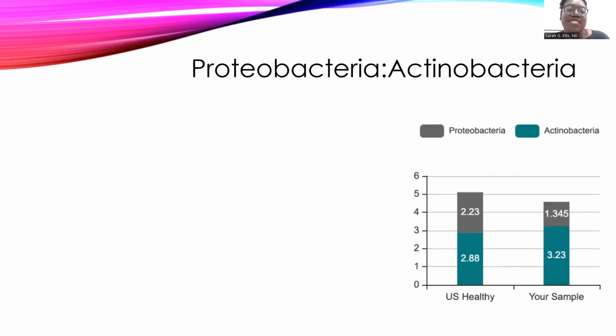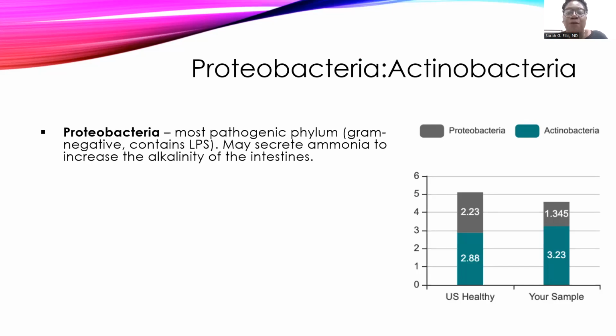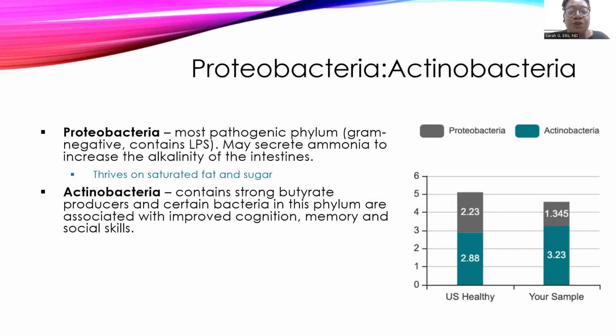So let's look at one of these dysbiosis ratios, Proteobacteria to Actinobacteria. As I mentioned, Proteobacteria is the most pathogenic phylum. They are gram-negative bacteria and contain LPS. They also may secrete ammonia to help increase the alkalinity of the intestines and make it more hospitable for pathogenic bacteria to grow. Now, this phylum actually thrives on saturated fat and sugar, whereas Actinobacteria contain strong butyrate producers.